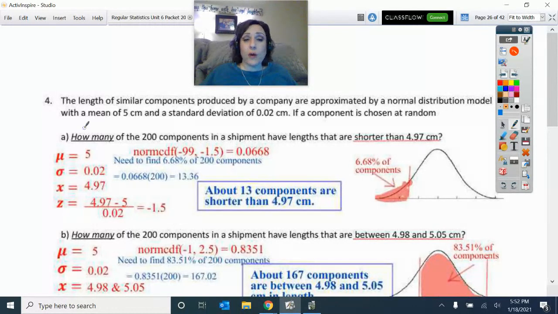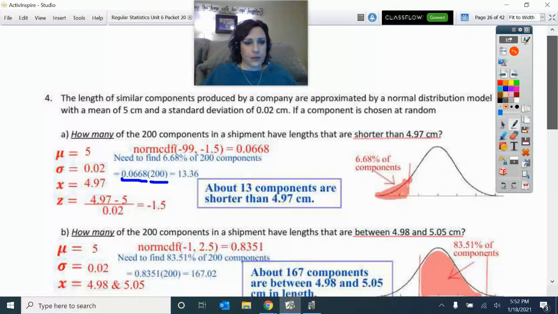Well, but I don't want to know what percent. I need to know how many items are going to be defective. Well, of the 200, I'm going to take that decimal, 0.0668, multiply it by 200, and then I get 13.36, which I will round to 13 components. So about 13 of them are going to be shorter than 4.97 centimeters.